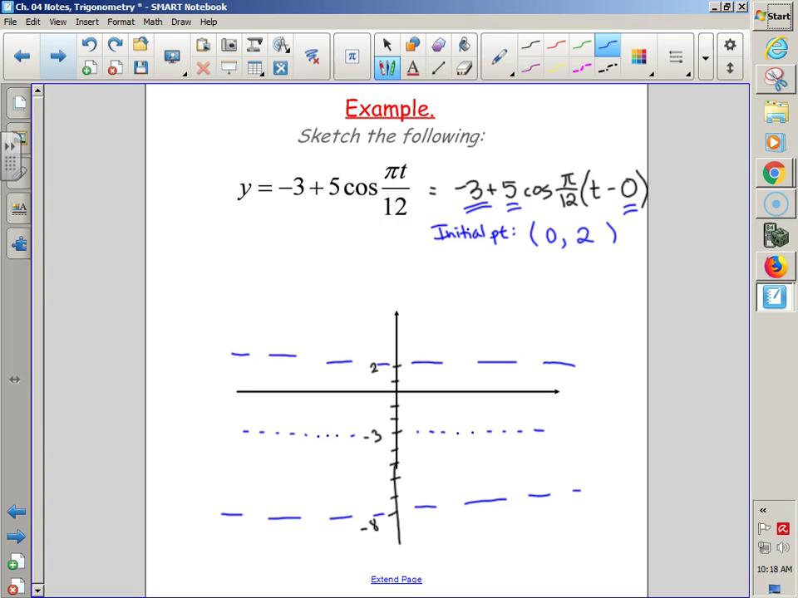Why is my initial point 0.02? Good, good. C over B is 0. And I think, Joe, you were saying it, cosine starts at the top, and who is the top of my boundary? 2, which is negative 3 plus 5.